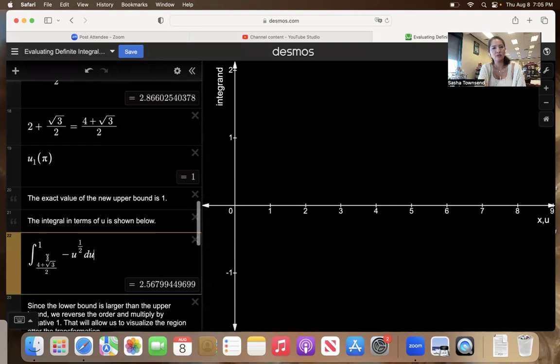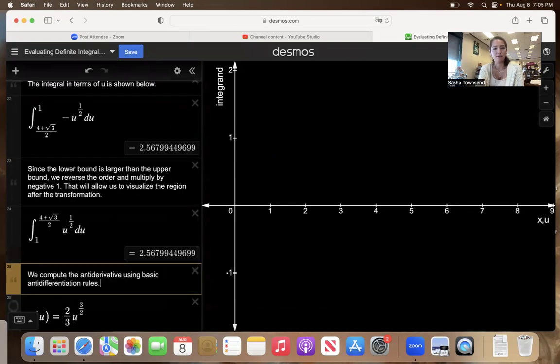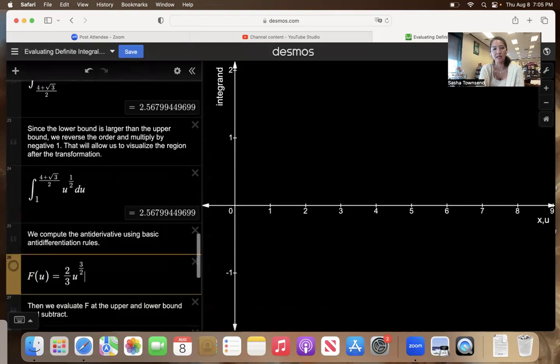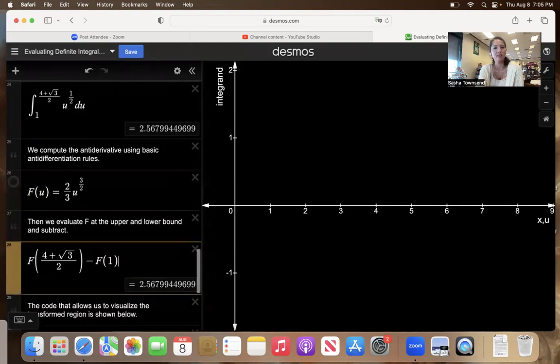So the integral that we're looking for when we write everything in terms of u is that -1 times u to the 1/2. The integral of -1 times u to the 1/2 from this bound to this bound. If we flip the bounds, we get rid of the negative and we still get that 2.568, which is what we were expecting. Now, if we wanted to, we could evaluate using basic antiderivative rules. So we add 1 to the exponent and divide by the new exponent, substitute the upper value, substitute the lower value, and then subtract those upper and lower bounds, and we get the same answer.